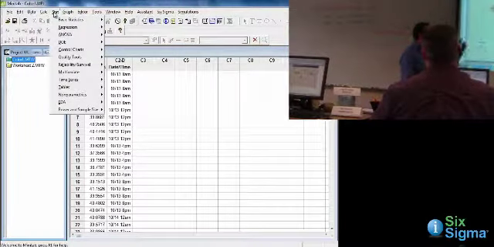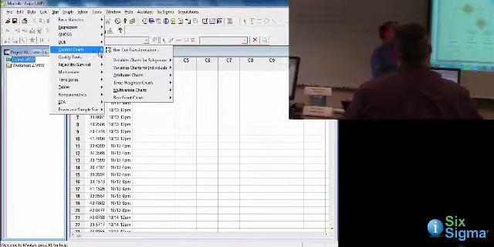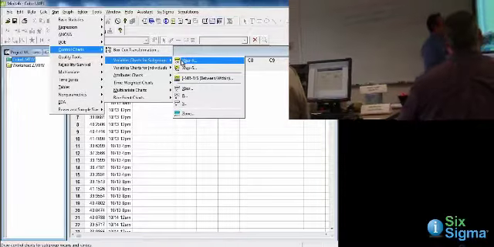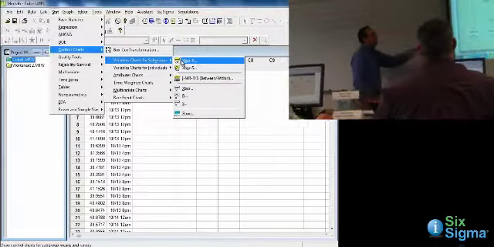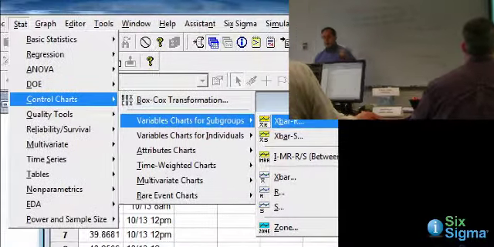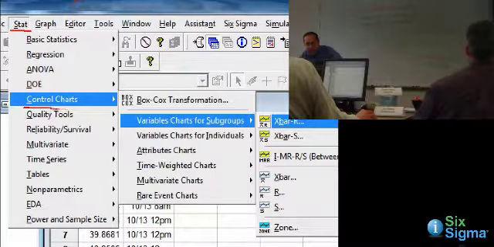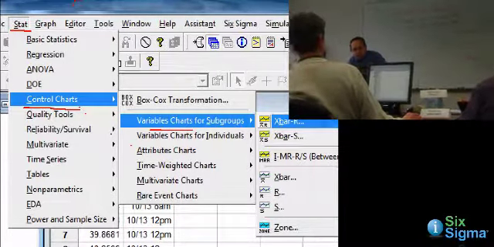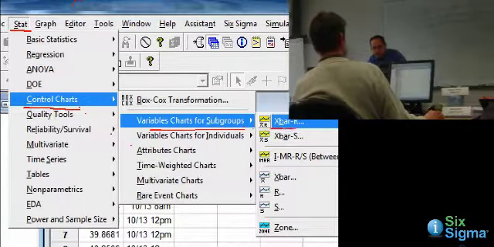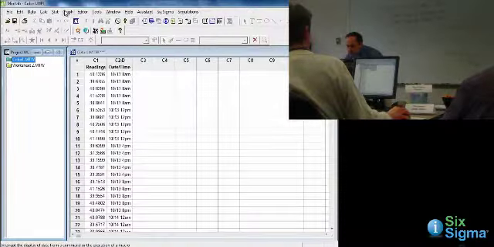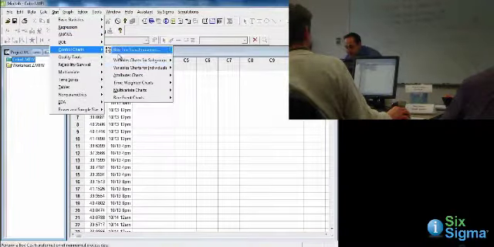So let's go ahead and create an X bar R chart, but not from here. Let's go to the classic Minitab menu, not the Assistant. Later on, we're going to come back and use the Assistant. For now, let's use the classic Minitab menus. So let's go into Stat, Control Charts, Variables Charts for Subgroups, not for individuals, and let's select the X bar R. Let me zoom in here for just a second so you can see.